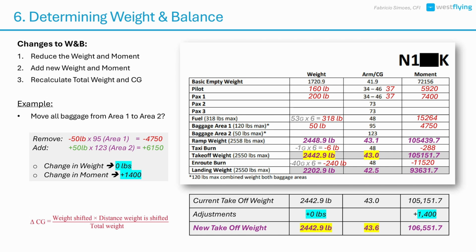So you add that 1,400 to the previously calculated total moment, and then divide the new total moment by the new total weight. This will give you the new CG, which you will use to plot again in the weight and balance envelope. As you can see, this is not difficult.